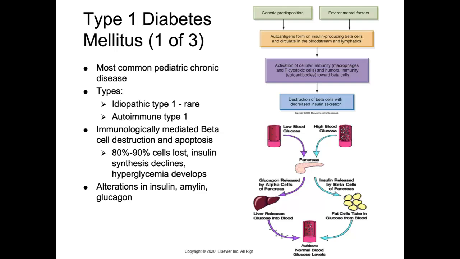And there are 2 distinct types within type 1, and that is idiopathic, which is rare. It most commonly occurs in people of Asian or African descent, and there typically is no evidence of any type of autoimmunity that affected the beta cells.